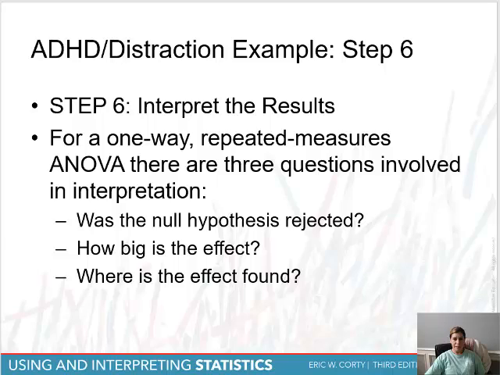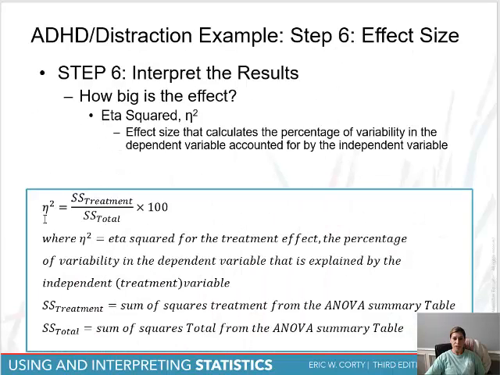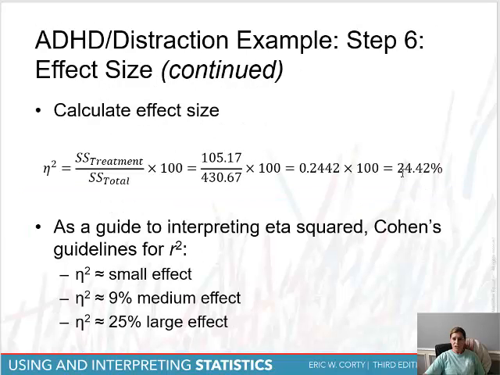So let's look at the effect size. We're going to use eta squared. Eta squared is right here. And to find that, we simply go to our ANOVA table and we find our sums of squares treatment divided by total, and we get a percentage. And in this case, we find that it's 24.42%. It's a medium to large effect size. So that simply tells us that this behavioral intervention has a pretty big effect on reducing distractibility.